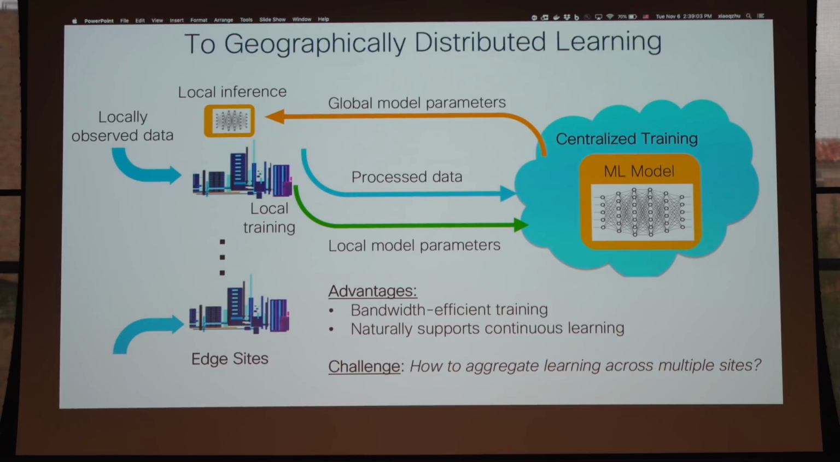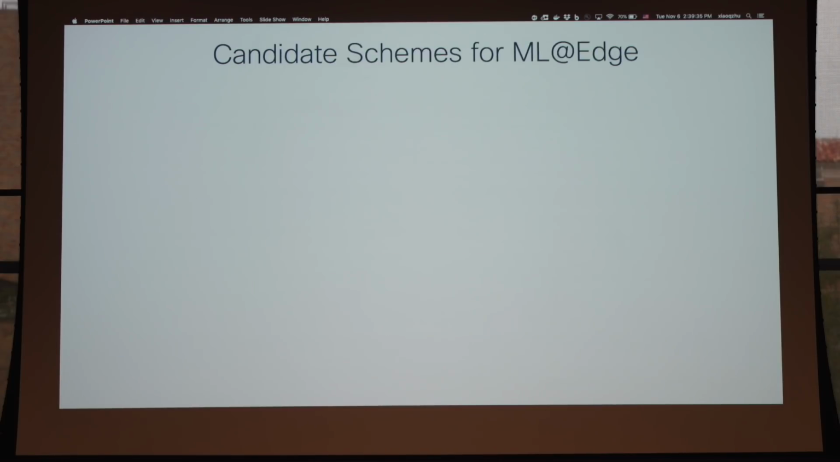But the key challenge we want to tackle is, since we're no longer sending everything up to the cloud, how can we still support the training of a centralized model to aggregate the learning across multiple sites and hopefully achieve performance as good as if we were sending everything. So for these types of architectures, we really have a predefined upper bound of performance we can strive for. So this is kind of the overall architecture.